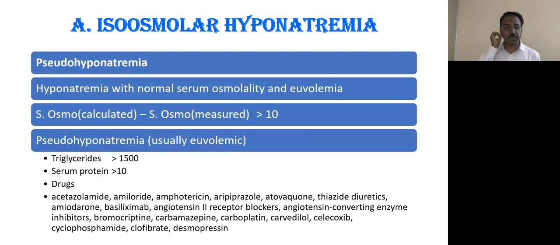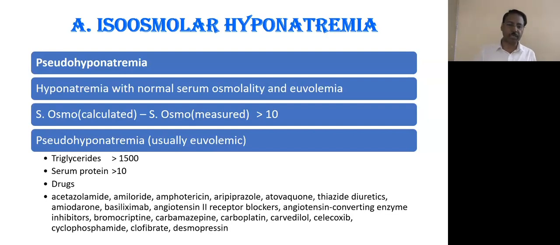So the first thing is isoosmolar hyponatremia. So keep it in your mind. Hyponatremia typically should be hypoosmolar, and isoosmolar and hyperosmolar we need to settle. Why should the osmolality be normal or increased in a patient with hyponatremia? If we have sorted that out, then we'll come to the main point.